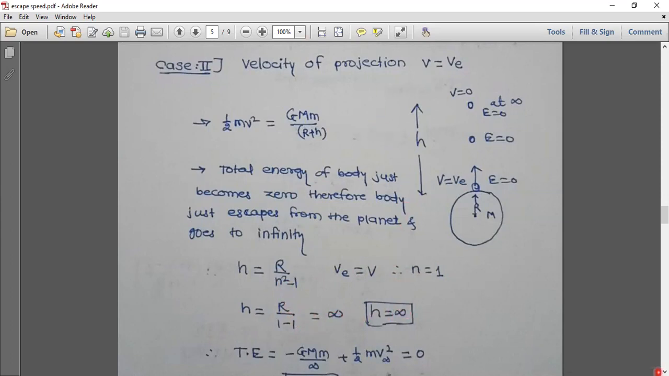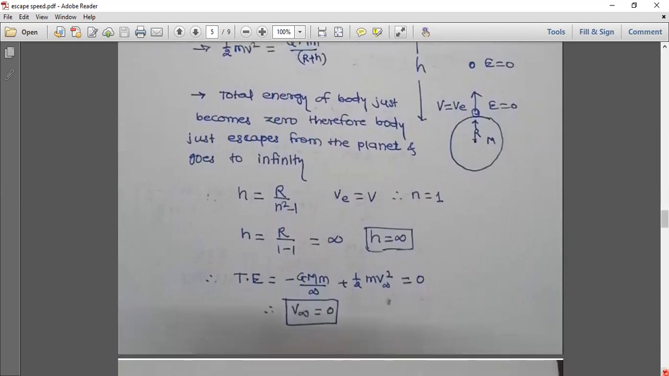So now at this point, what is the total energy? Total energy is equal to what? Minus GMm by infinity. This is gravitational potential energy at height infinity, meaning h plus R is infinity here, plus half m v_infinity squared, which is equal to 0. Right? Total energy is 0. Now if half m v_infinity squared is equal to 0, then v_infinity is equal to 0.